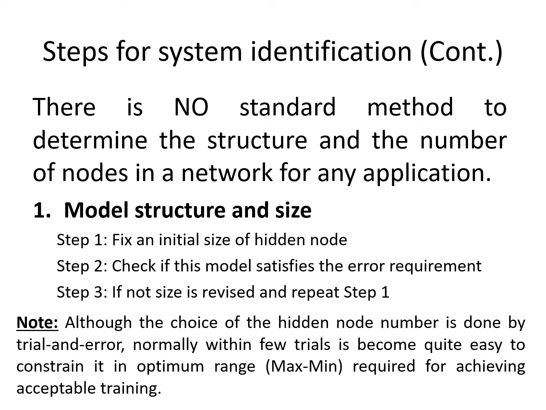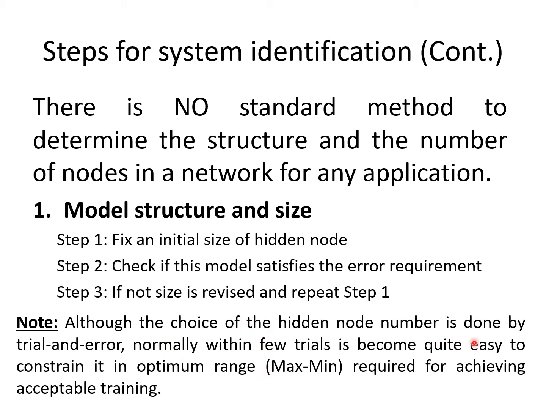But what we normally do is we fix an initial size of the hidden nodes, and then we go through the normal training until it satisfies the error requirement. Once it satisfies the error requirement, we can consider it as the network that we want. If it does not satisfy, then we have to go again and start using another topology and keep on repeating the steps that we'll show later.